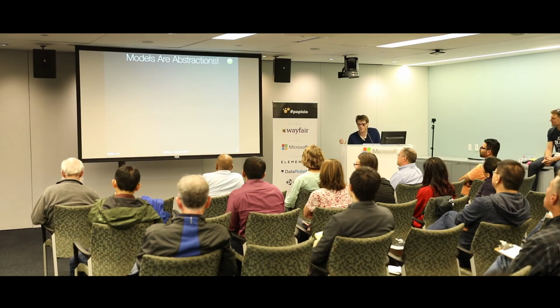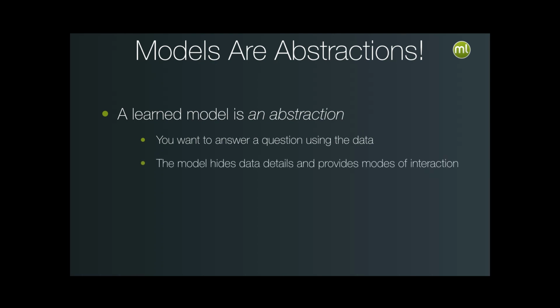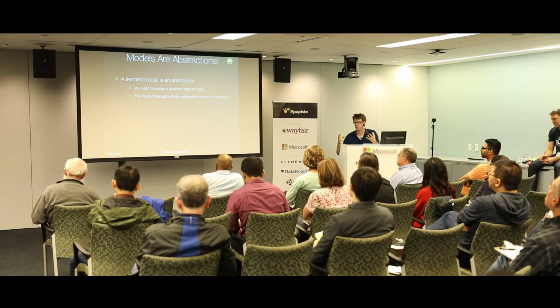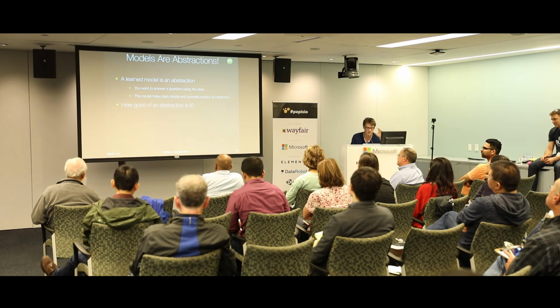So the model itself, when you create a machine learning model, it is an abstraction. And what is an abstraction over? It's an abstraction over the data, right? The model hides the details of the data. It hides the individual points. It provides you with effectively a compressed version of your data set that answers questions for you. So it hides the details and it provides interaction for you.